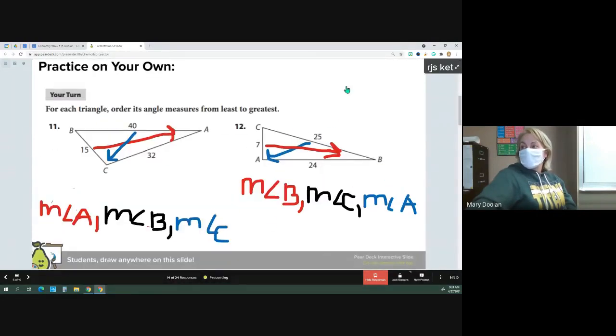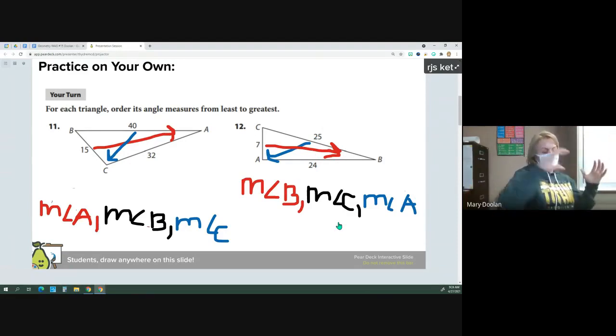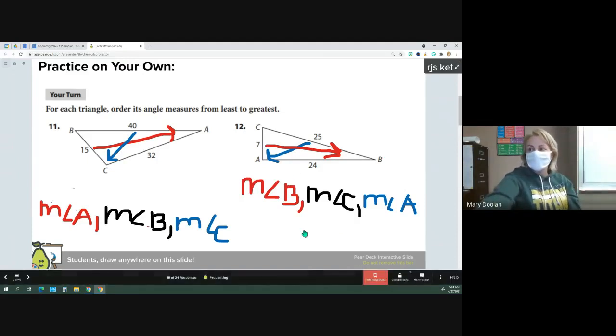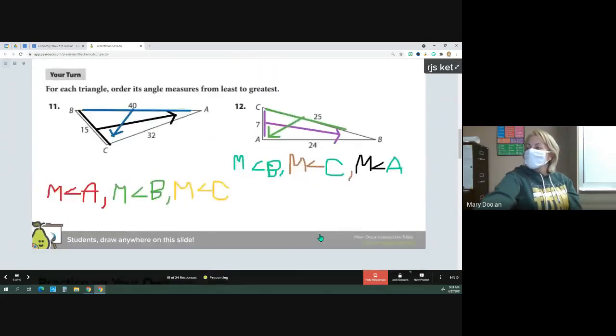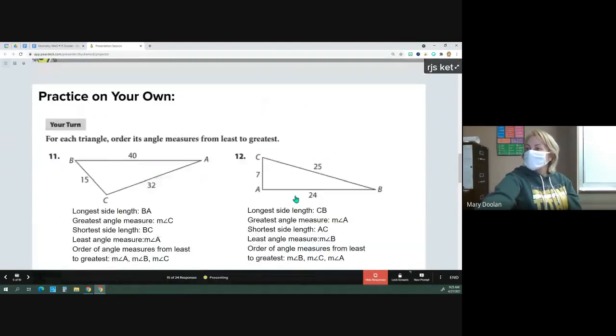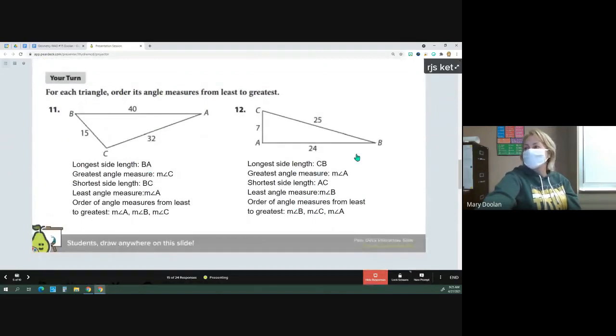For the second one, we want to have the measure of angle B, measure of angle C, and then the measure of angle A from least to greatest. And this person drew in those arrows like I was showing you. So that helps you identify the longest side will match up with the largest angle, and the shortest side will match up with the least angle, being opposite each other. Another person did that. This person did a lot of work. They typed out all kinds of facts, and they even got the right answer down at the bottom.